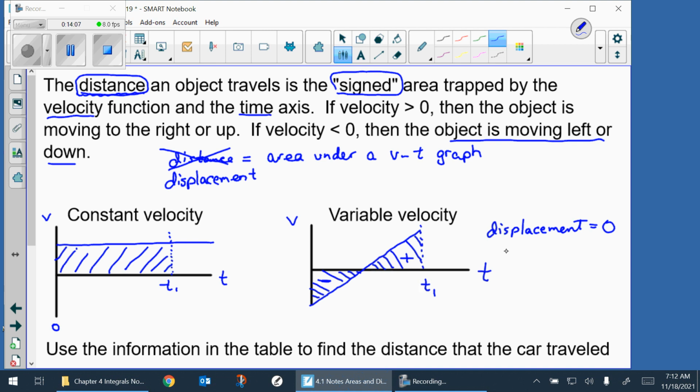Now distances, remember distances are always positive. So I would take the absolute value of this area plus, it's already positive, but I'll do it anyway, the absolute value of that area, and that would give me the distance. What is the distance that I travel? Distances are always positive.